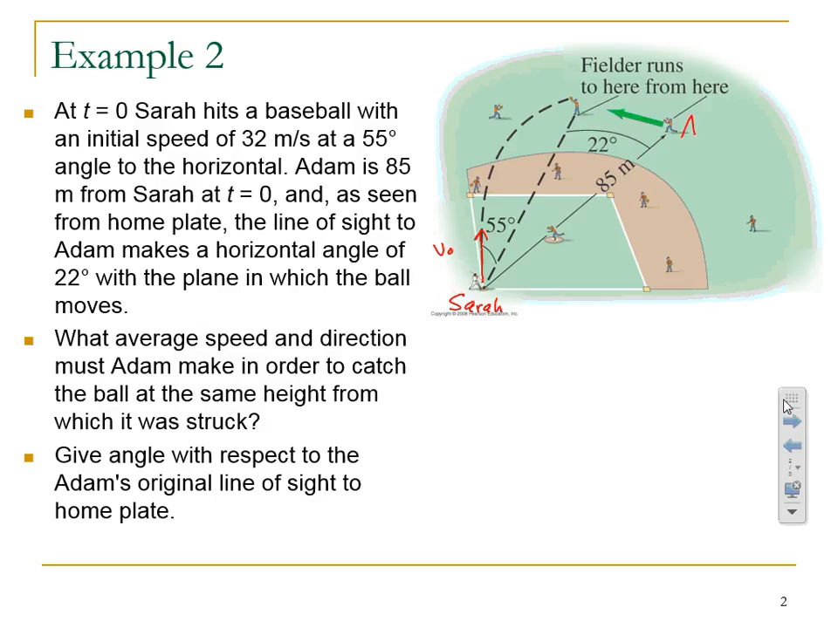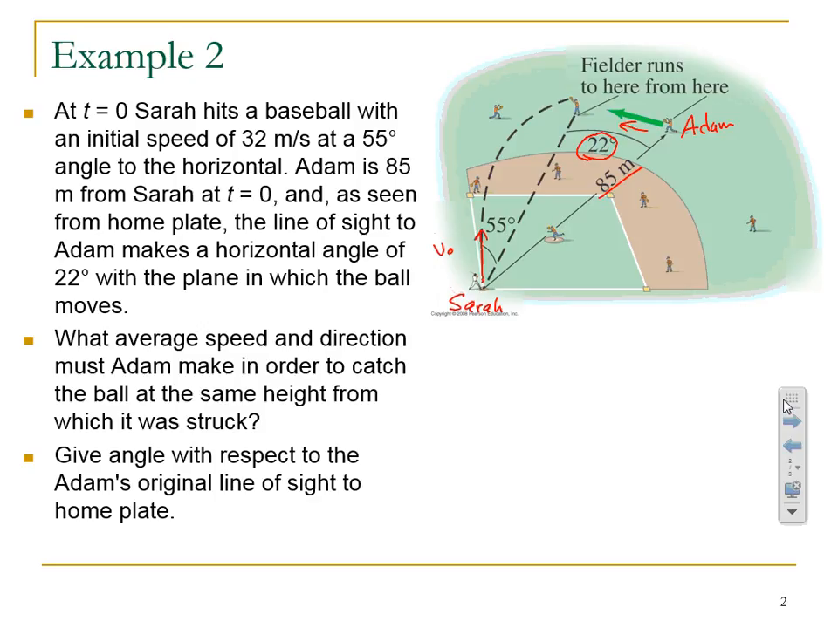Meanwhile, Adam is out here playing center field, and he's going to attempt to catch the ball. And he's 85 meters, looks like almost straight out to center field. And he's then going to start running. This green arrow here shows that he's going to start running and try to catch the ball before it hits the ground, and then Sarah will be out. And we also know that the direction that the ball takes is 22 degrees from Adam's line of sight to home plate. So that gives us our geometry information.